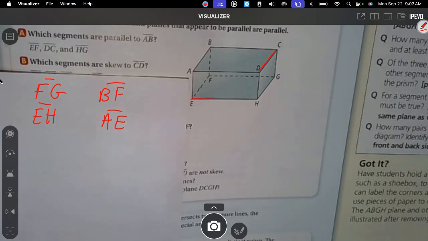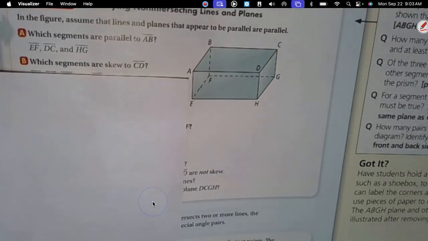So y'all said EH, and that's correct. Those would never cross paths. FG, it's down there, and this one's up here, but they would never cross paths. And then these two, they would never cross that one. Does that make sense? That's what a skew line is. It's not parallel, but it still won't cross it. Okay? Parallel, they'll never cross, but they run the same direction.